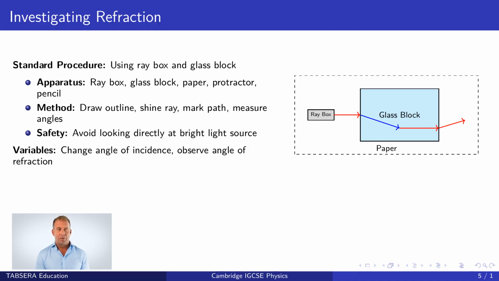First, place the glass block on paper and draw its outline. Second, shine a light ray at an angle toward one face. Third, mark the path of light entering and leaving the block. Fourth, measure angles using a protractor. Safety is important. Avoid looking directly at the bright light source, as this can damage your eyes. The diagram shows the complete setup with light bending as it enters and exits the glass block.